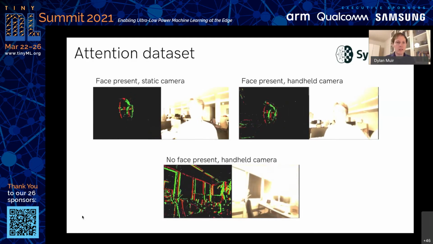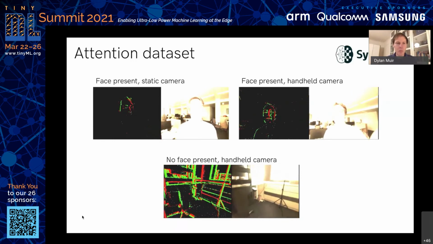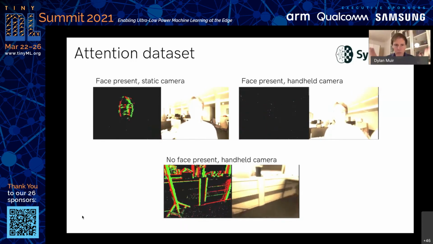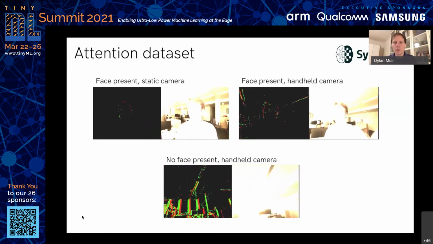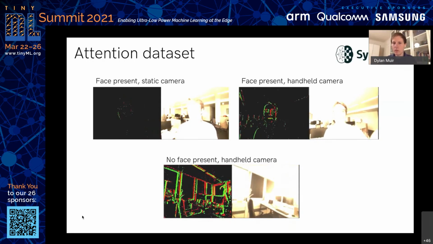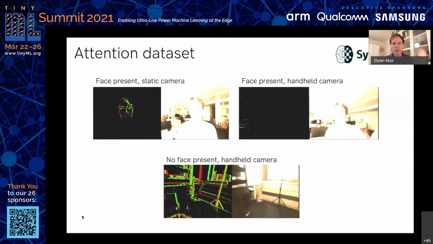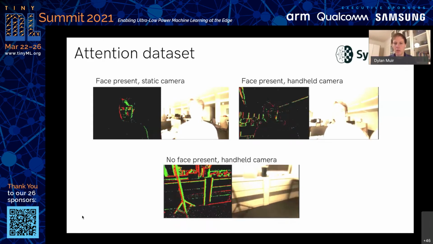In the first case, we have a statically mounted camera with a person facing the camera. We also have the use case with a handheld camera with motion present in the image, as well as a human face, as well as background data where no face is present in the image.